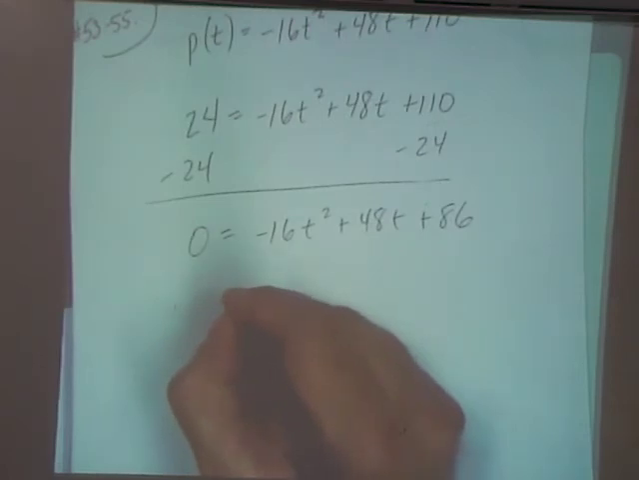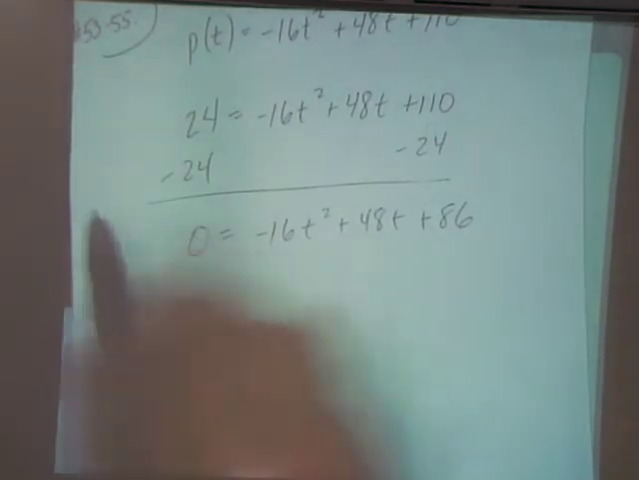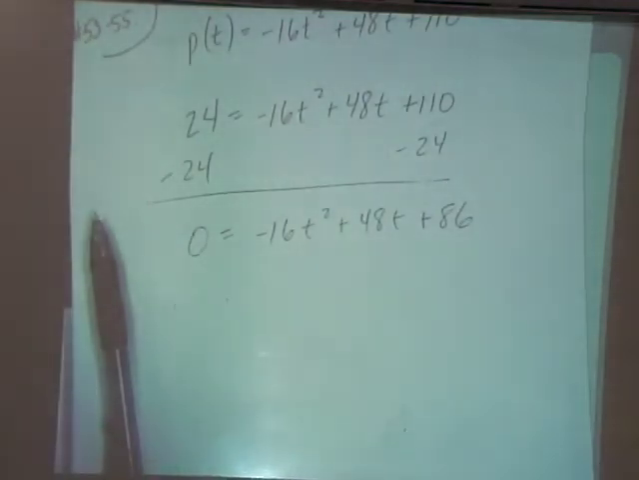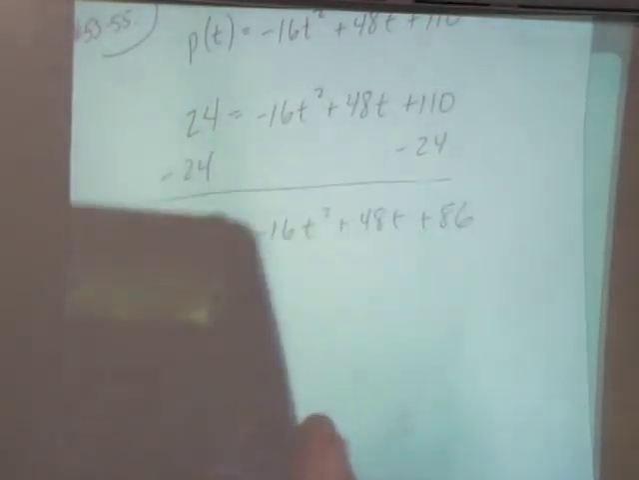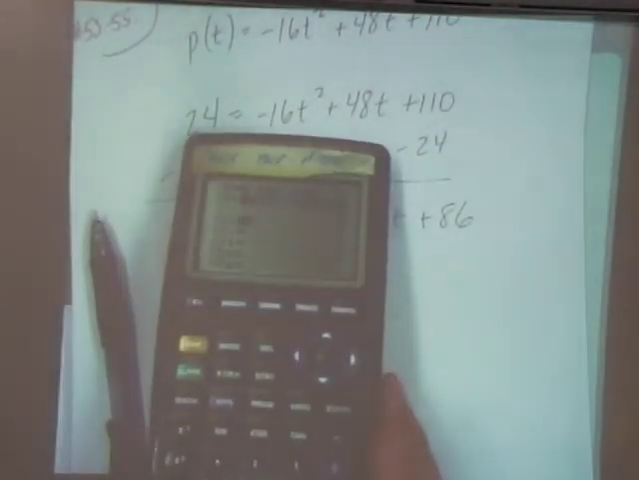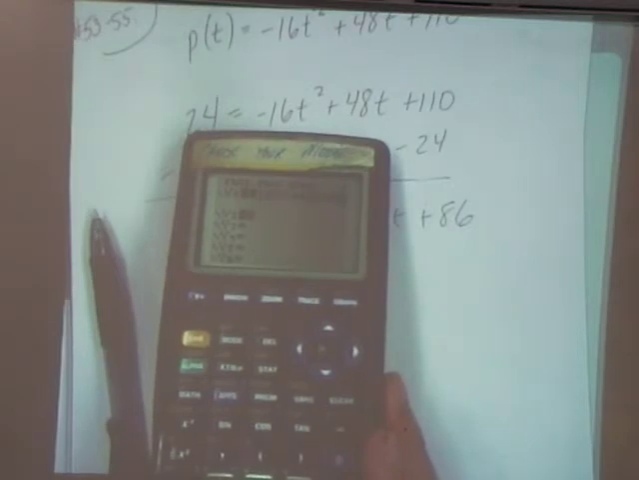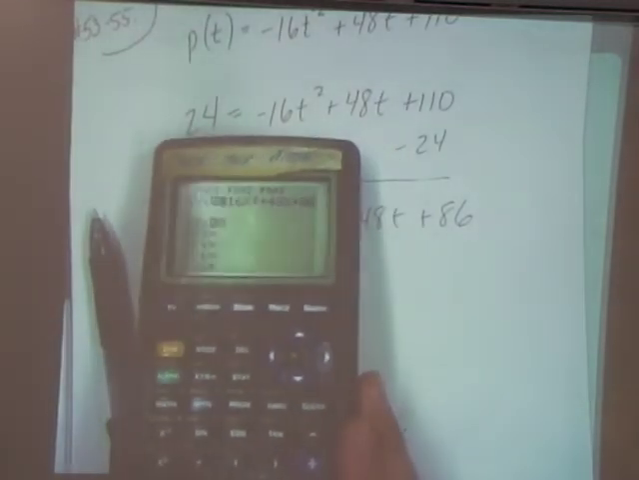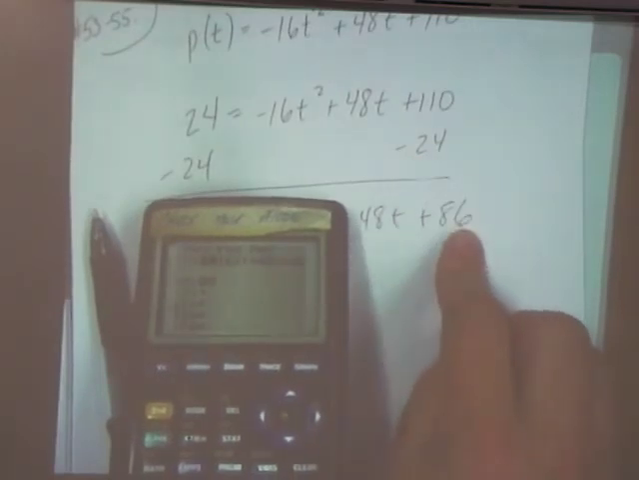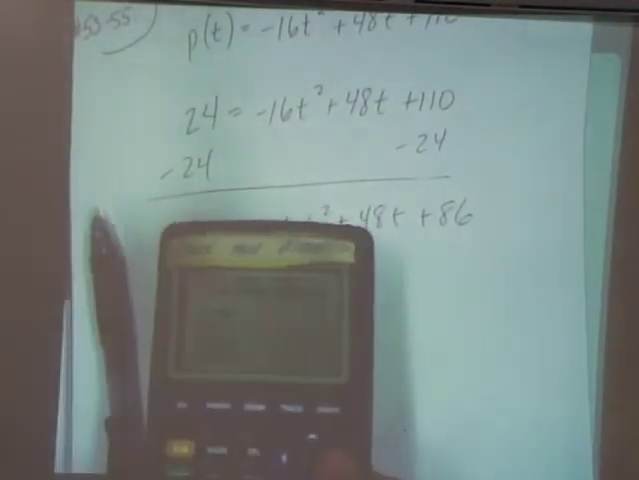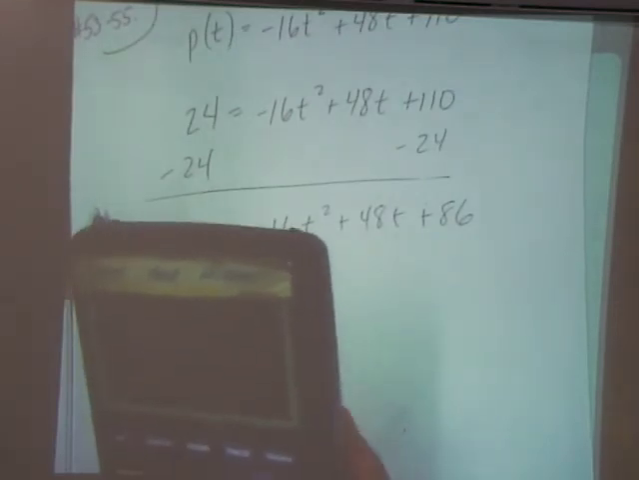I got 110. You might not get 122? I got 110. You got 110? Did I put the equation in right? Oh, I still have the old equation in where we subtracted the 24. So it's got to be that; 110 is the y-intercept.